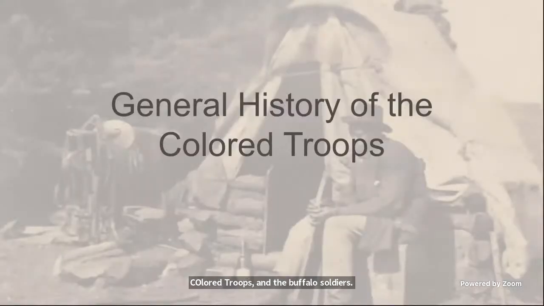Let's start with the general history of the colored troops. The United States colored troops were regiments of the United States Union Army, which were composed of African American soldiers. Over 170 Army units were created during the Civil War, and many more volunteered and also served in the Navy.